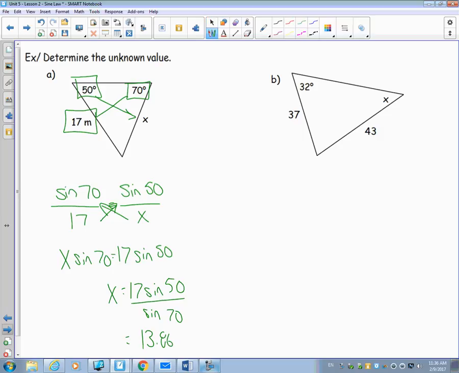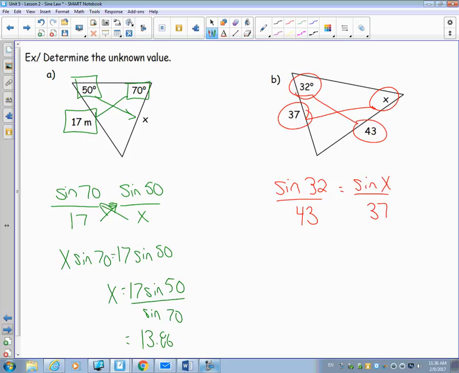Situation two, again, I have a pair. I know they go together. But in this case, I am missing an angle that goes with the corresponding side. So this is situation two because I have the unknown angle. We're going to approach in the same way though. 37 times the sine of 32. And I'm going to stop here. I'm not going to multiply 43 times sine x.